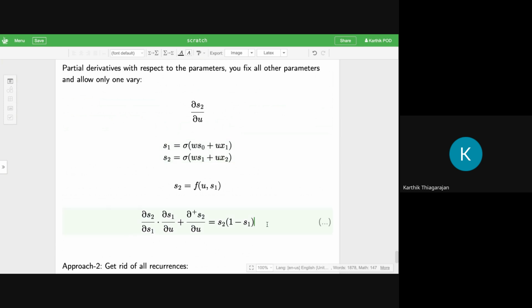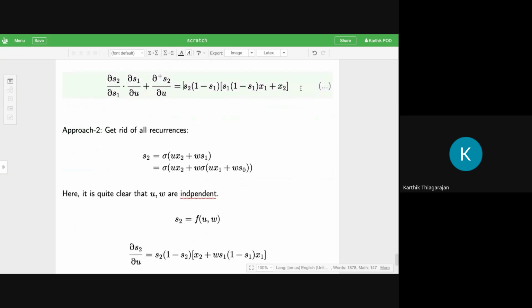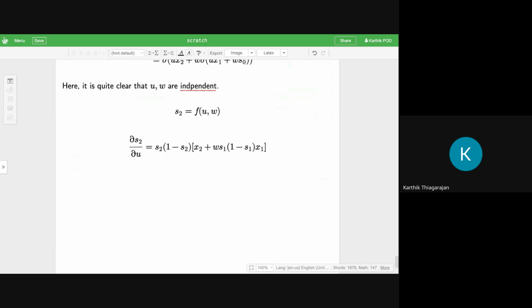So this is dou S1 by dou U. That is once again S1 into 1 minus S1 into X1. That's where we messed up. And now this is dou S2 plus S2 by dou U. That's just the same thing. So you treat this whole thing as a function of independent variables U and S1. So this will be sigma S2 into 1 minus S2 into the derivative of this internal quantity with respect to U. So that will be X2. So that is what we should have: S2 into 1 minus S2 into S1 into 1 minus S1.